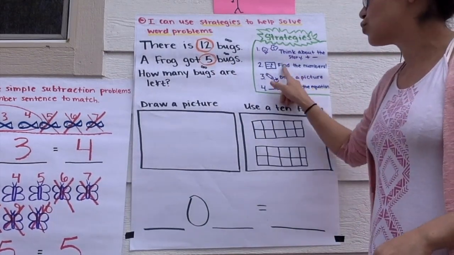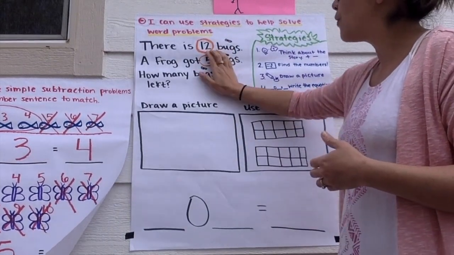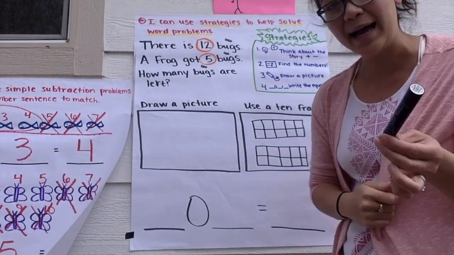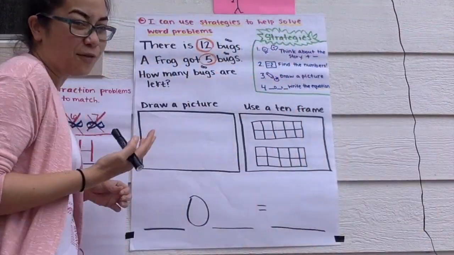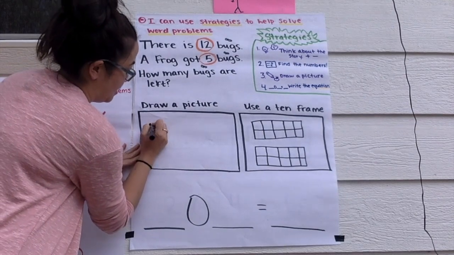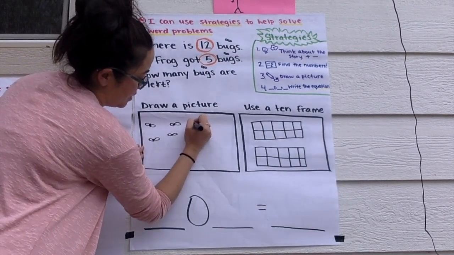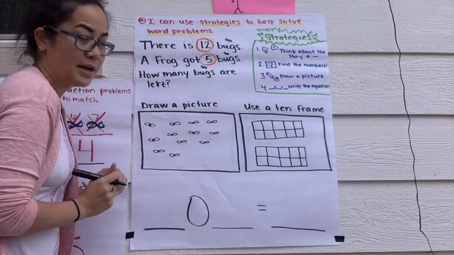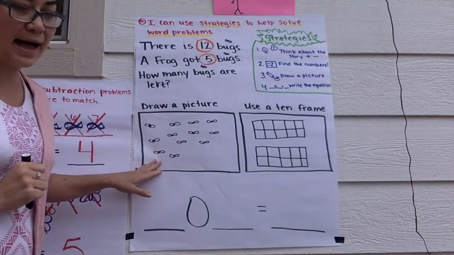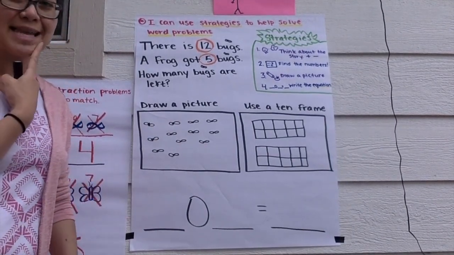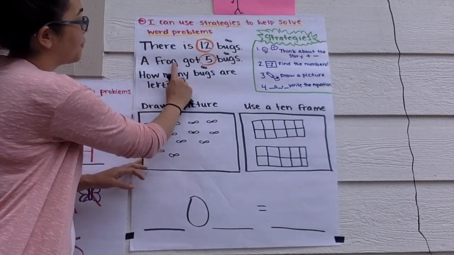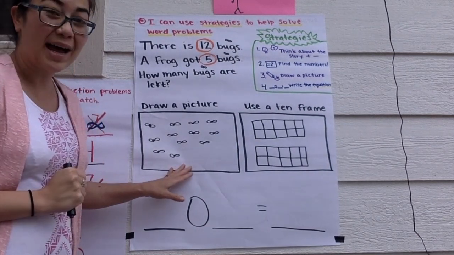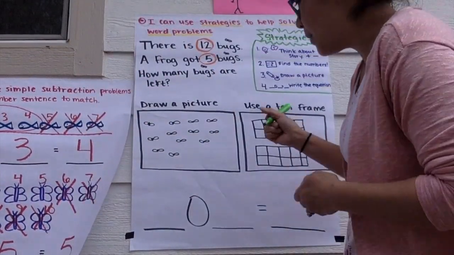Now, it's time for me to draw my picture. So I'm going to go back and remind myself, how many am I starting with? There is 12 bugs. So the first thing I'm going to do is I'm going to draw 12 bugs. I'm going to get my black and I'm going to draw 12 flies because I know frogs like to eat flies, right? So I have my 12 flies, and then what happened? Let's go back to the text and let's read. After we had 12 bugs, a frog got 5 bugs. A frog got 5 bugs. I'm going to go ahead and I'm going to draw that too. I'm going to get my green, and I'm going to draw my frog here.